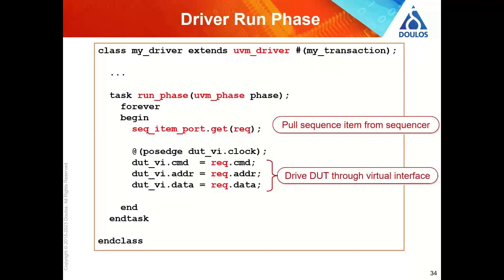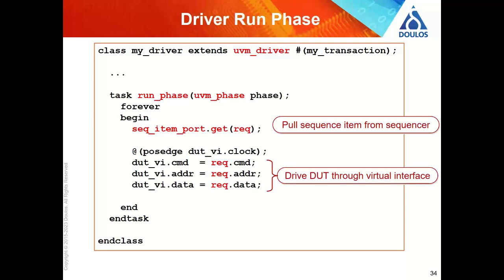In the driver, in order to pick up the sequence items, we've got this seq item port get. The seq item port is a TLM port that's inherited from the UVM driver. This time we've modified the driver so that we've also specified the type of sequence item, because we need to make sure that the TLM port is the right type. That wasn't an issue for the previous example because we weren't connecting it to anything.